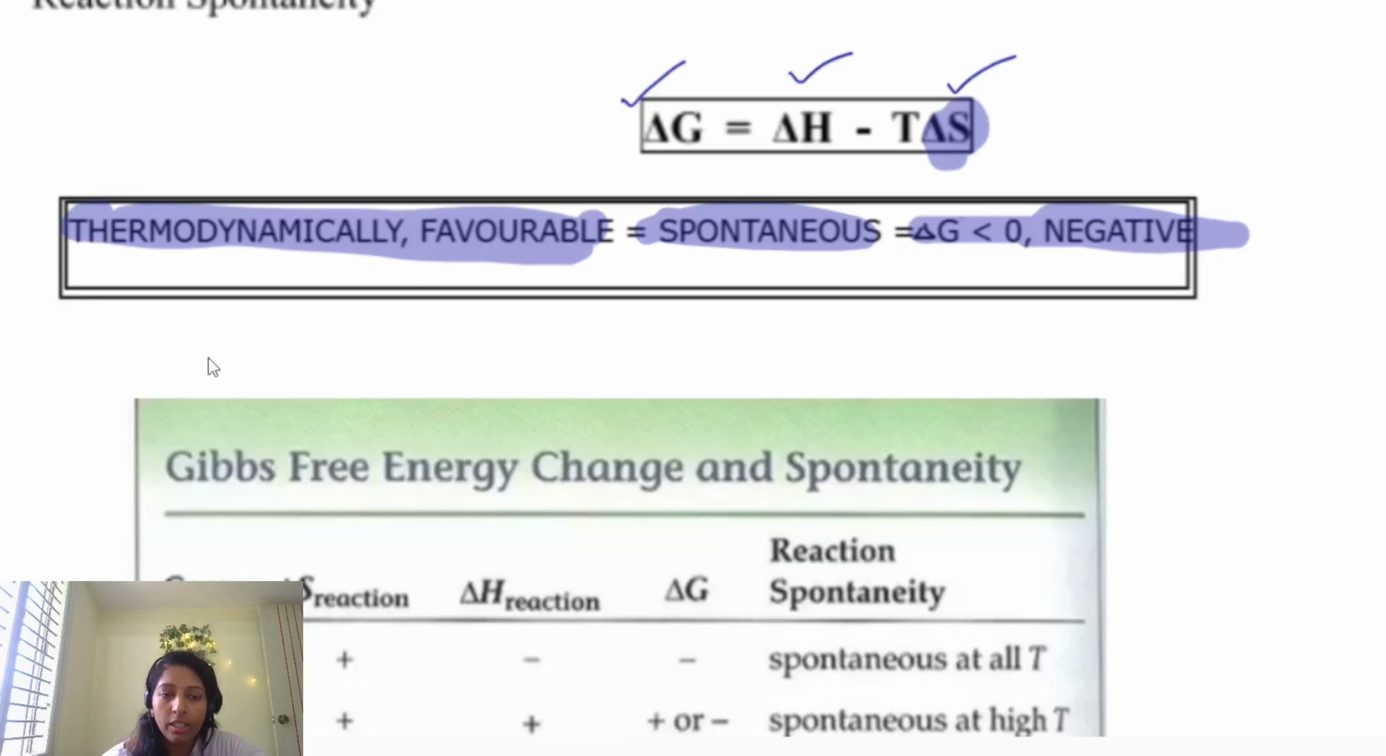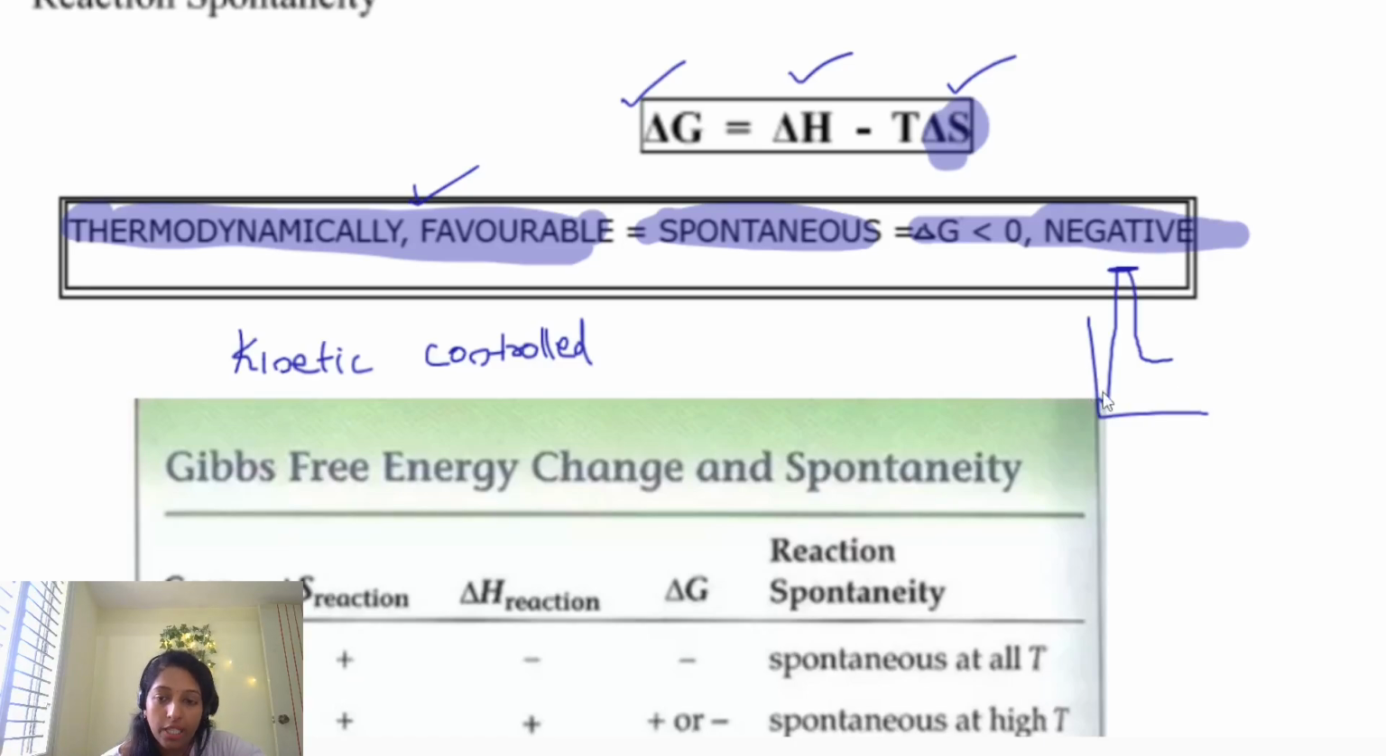One more point. Thermodynamically favorable doesn't say anything about the speed of the reaction. Some reactions are very slow, but they are thermodynamically favorable. Those kinds of reactions are called kinetically controlled reactions. What do you mean by a kinetically controlled reaction? Their speed is very low, but they are favorable. Some questions can be like that. In a kinetically controlled reaction, you can get a very high activation energy. So you can expect that in the question.